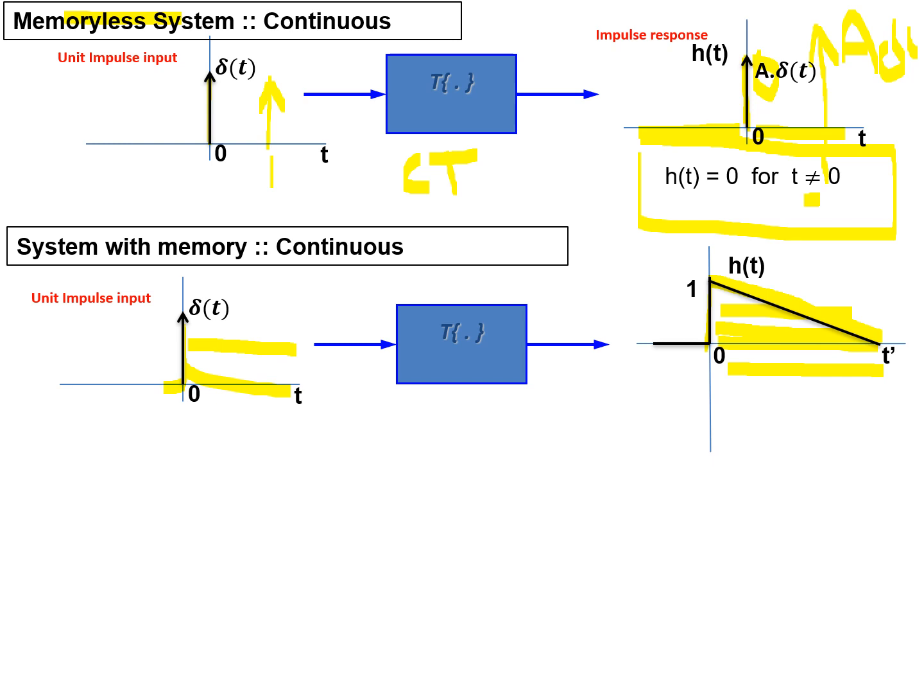If this condition is satisfied, if h of t is not equal to 0 for t not equal to 0, the system has memory. So this is a guiding line for finding the memory property of the system for all of the future discussions.